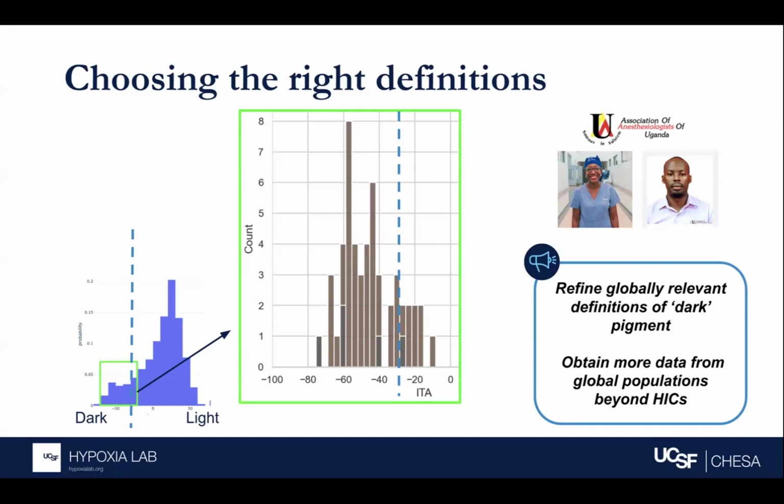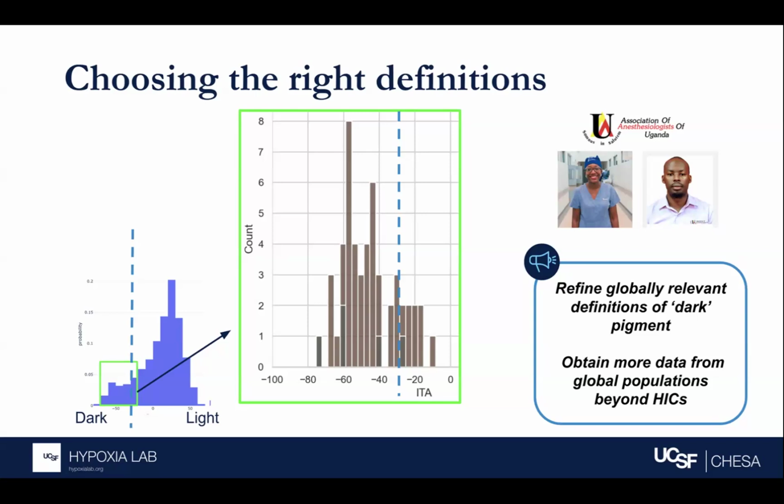When we break out the darkest third of patients in our cohort, this is what it looks like when we're using the objective measurement. ITA, individual typology angle, not that important if you're not familiar with it, but again, it's this kind of quantitative assessment of skin pigment. -30 has been a proposed cutoff for this, but these data come largely from high-income country populations. They were diverse high-income country populations, but the data potentially have some limitations that we're hoping we can further refine.